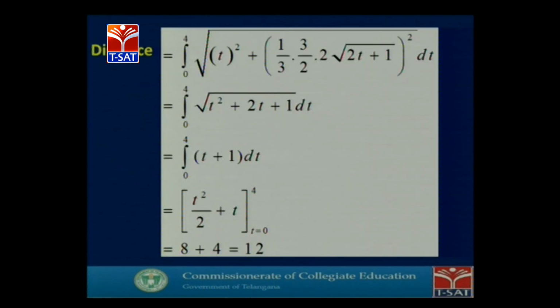Substitute dx by dt is t square, and 1 by 3 into 3 by 2 into 2 into (2t plus 1) whole to the power of 3 by 2 minus 1, that is nothing but (2t plus 1) whole to the power of 1 by 2. So that can be written as root of (2t plus 1) whole square. So according to the formula, under root of (dx by dt) whole square plus (dy by dt) whole square into dt. Now on simplification, the 2 gets cancelled and also 3 gets cancelled.